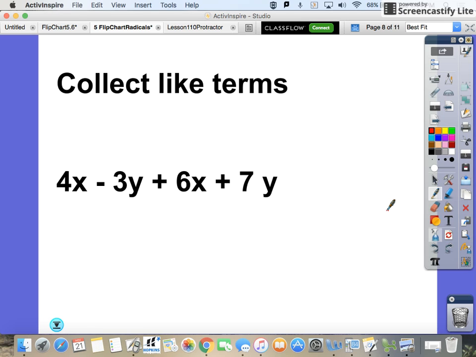All right, guys, I totally could have squeezed this into the second video, but I didn't want to rush too terribly much. This is the last part of the radicals section, collecting like terms or combining like terms. You may have heard combining like terms.